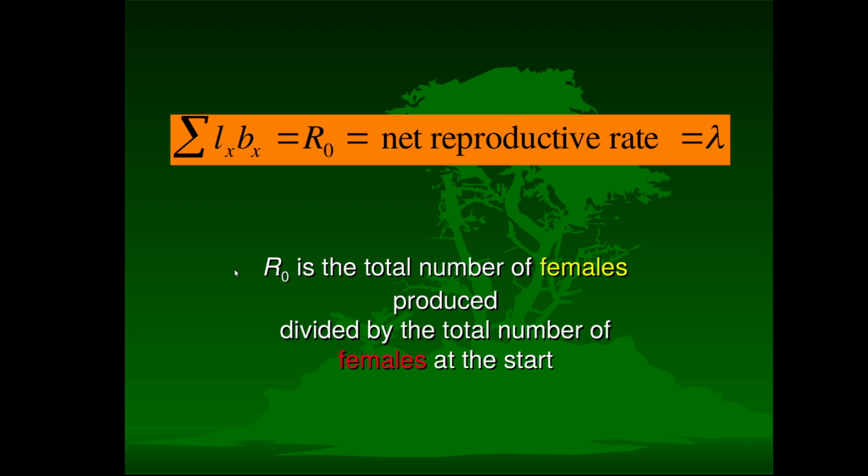So lambda is just the total number of females produced divided by the total number of females at the start, and it's always assumed per some time unit. Okay, per some time unit. All right, so lambda is the total number of females produced divided by the total number of females at the start.